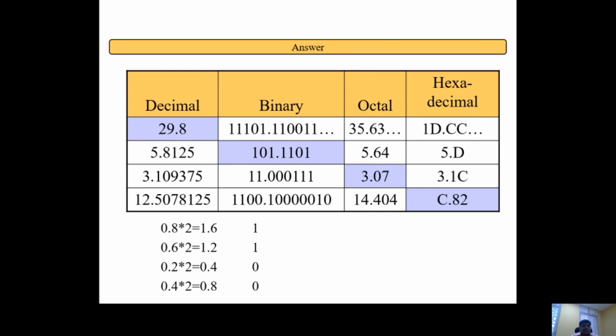As we saw previously, 0.8 is multiplied by 2, we get 1.6, we take 1. 0.6 is multiplied by 2, we get 1.2, we take 1. 0.2 is multiplied by 2, we get 0.4, we take 0. 0.4 is multiplied by 2, we get 0.8, we take 0. And again 0.8 occurs, so 1100 will be repeated. So the answer will be 11101.110011 and so on. Now convert decimal to octal. Again in this case 0.8 is multiplied by 8, so we get 6.4, so we take 6.